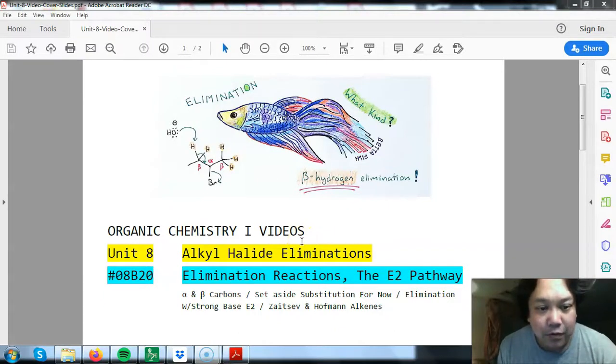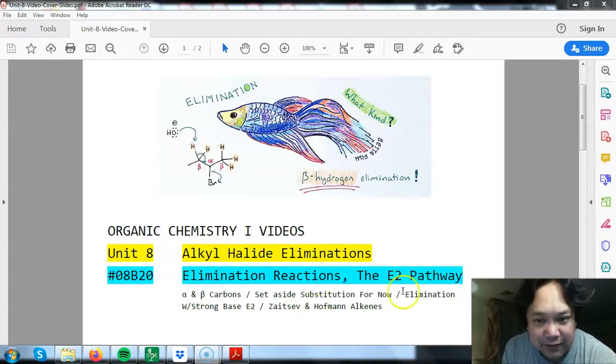Hello. Hopefully your familiarity with alkyl halide substitutions is getting better and you're getting more comfortable with those types of reactions. But alkyl halides can also undergo eliminations, and Unit 8 is going to look at eliminations. And just like substitutions have SN1 and SN2 pathways, eliminations have E2 and E1, bimolecular and unimolecular. And for this video, we are only going to focus on the E2 pathway.